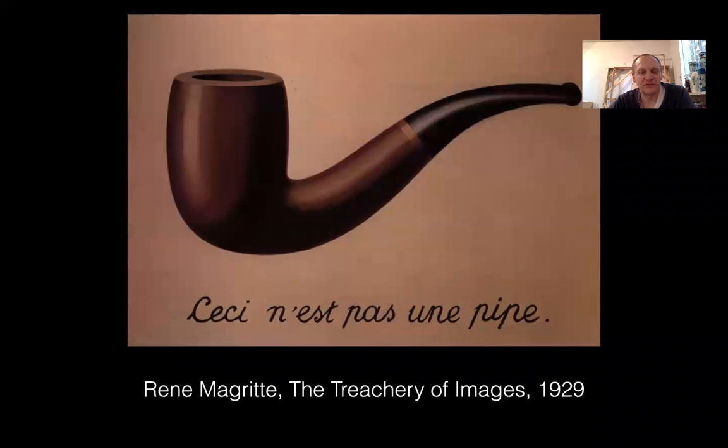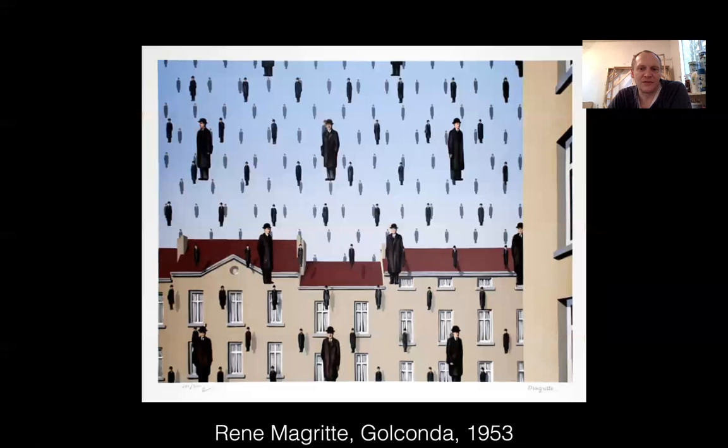Magritte, this sort of sophisticated surrealism. This is a picture of a pipe, and this says "Ceci n'est pas une pipe." So there's a picture of a pipe, and then it says this is not a pipe, right? So it's negating itself. More Magritte you might be more familiar with.